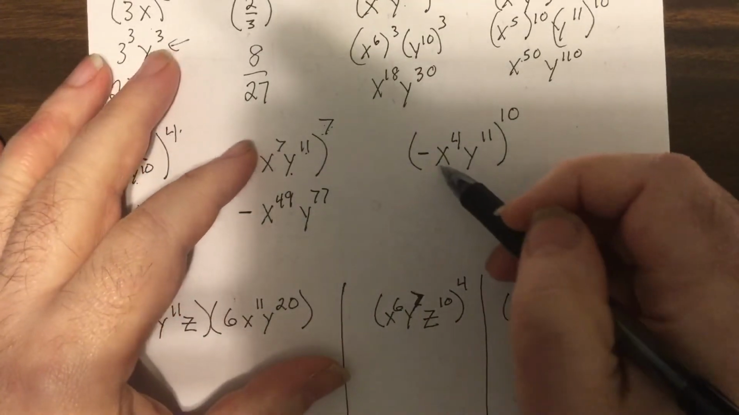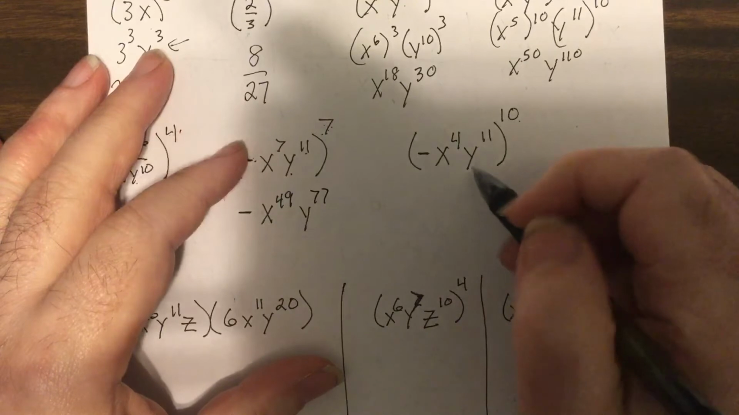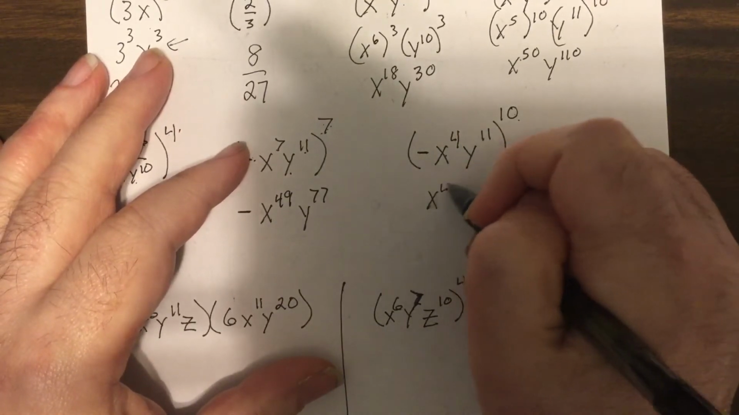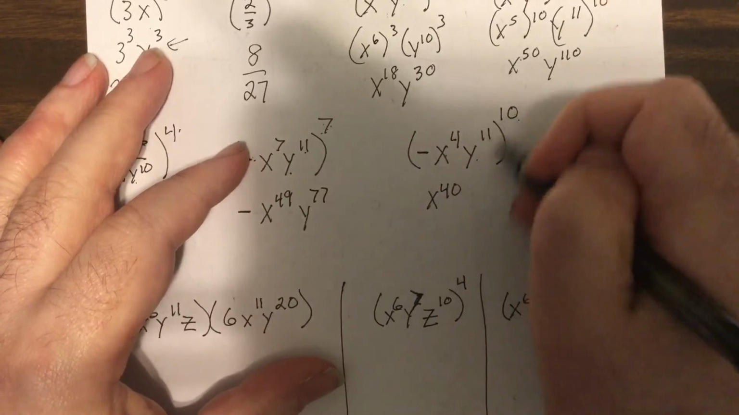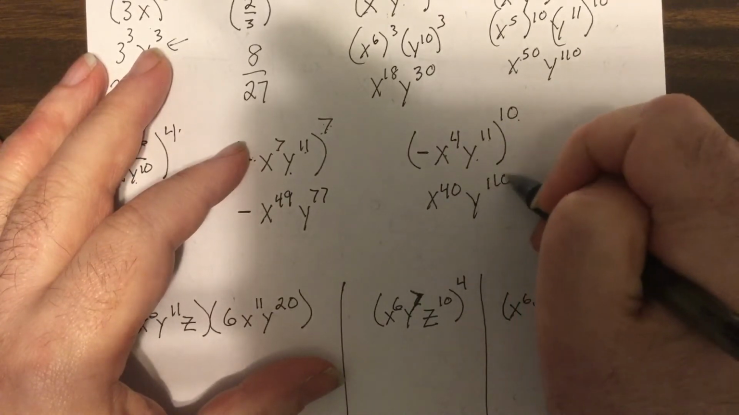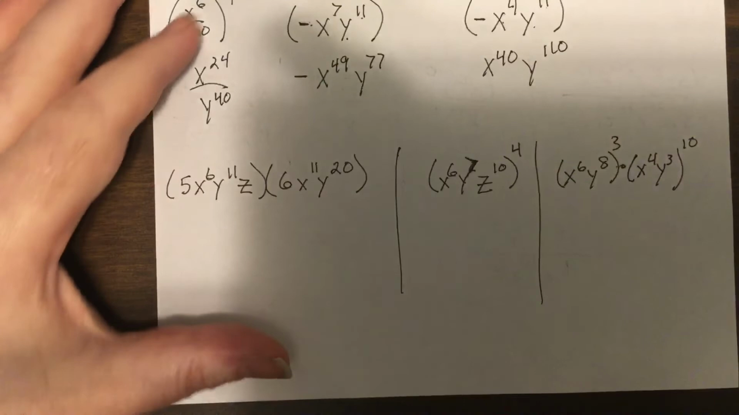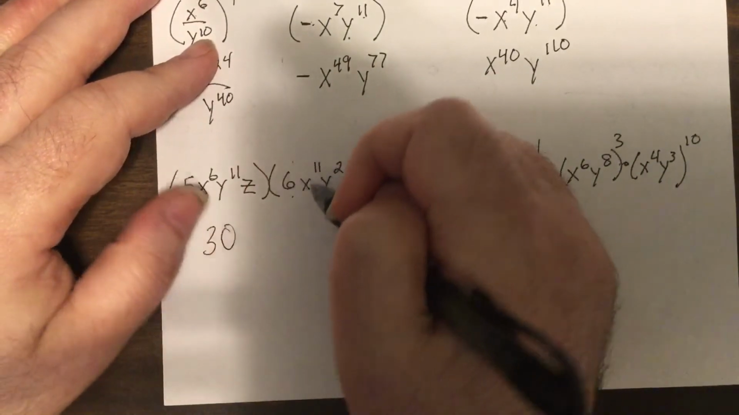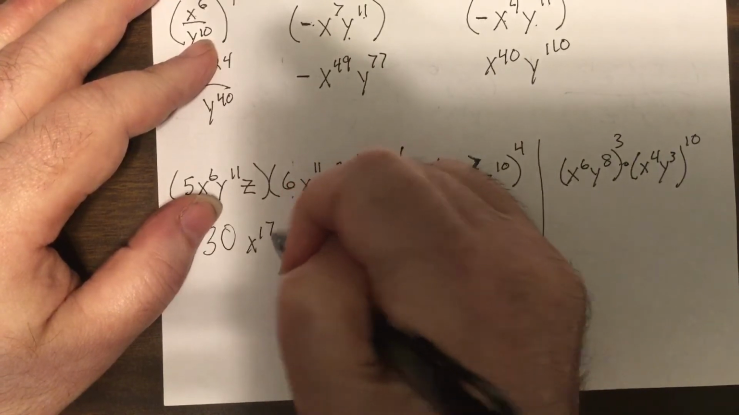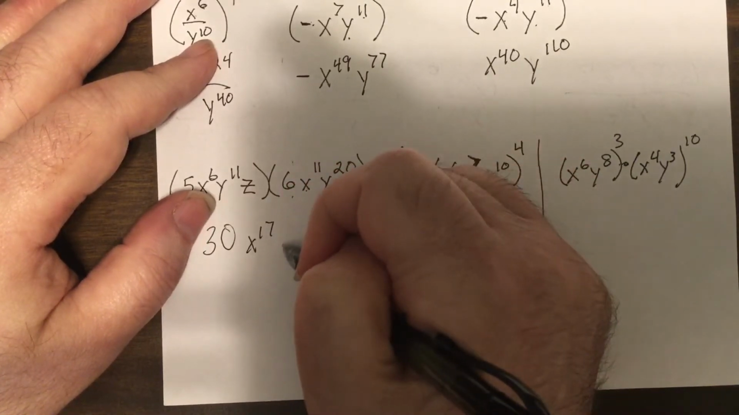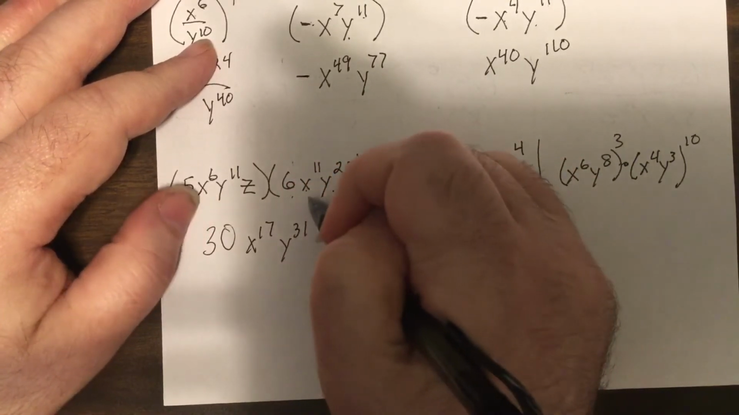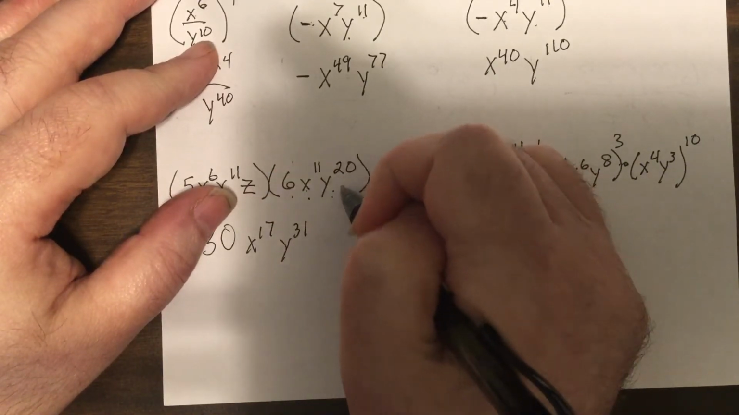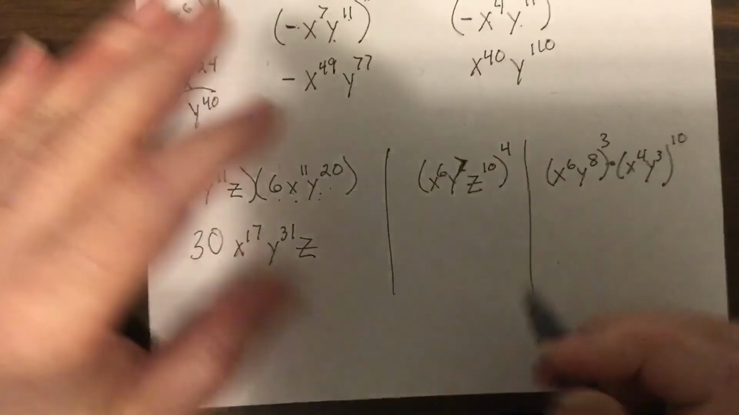And then negative to an even is positive. X to the 4th to the 10th would be x to the 40th. Y to the 11th to the 10th is y to the 110th. Down here, 5 times 6, that's 30. X to the 17th. Y to the 31st, because when you multiply terms with the same base, you add the powers. And z times 1 is z.